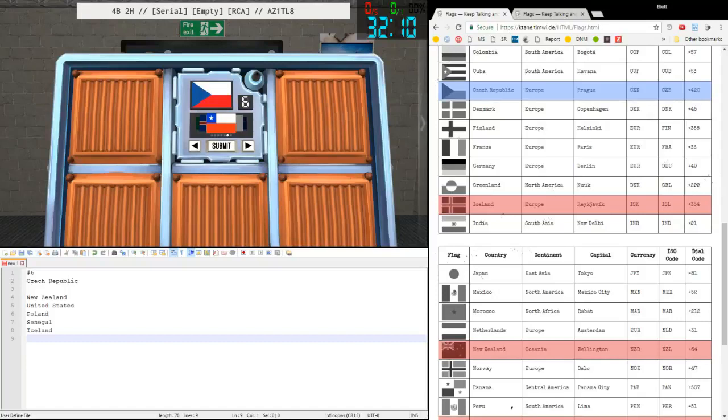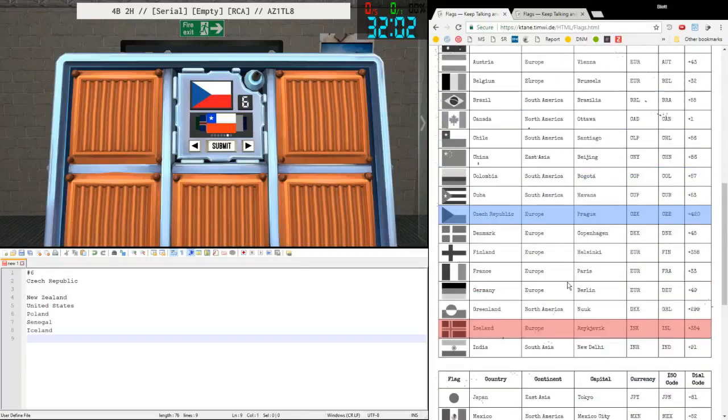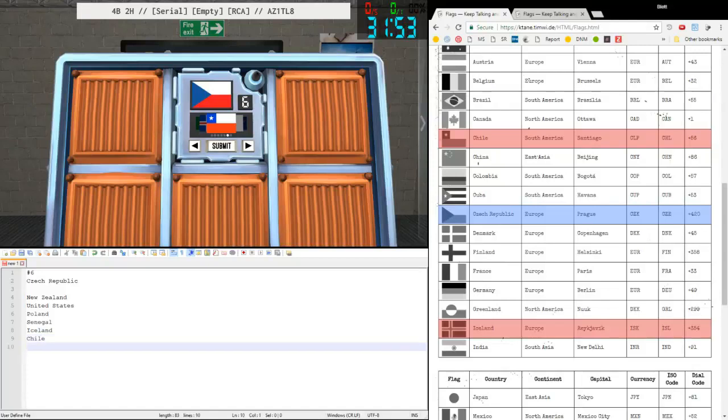Let's polish this off. In the corner we have a blue square with a white star, we also have a white stripe on the top, and then a big red stripe on the bottom. That's Chile. And last up, we have Algeria again.